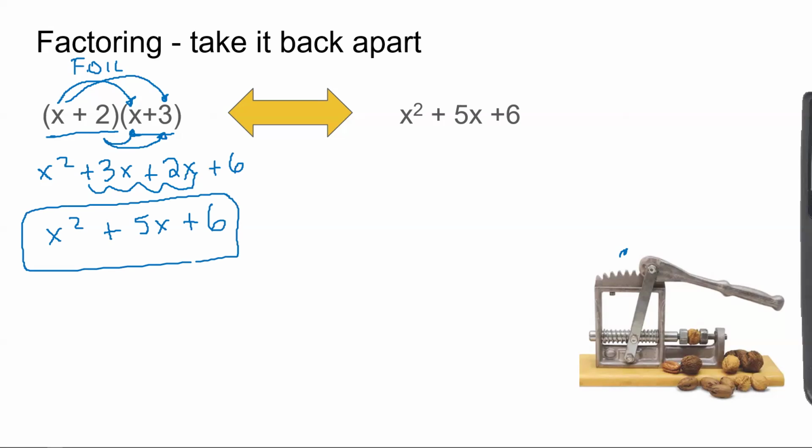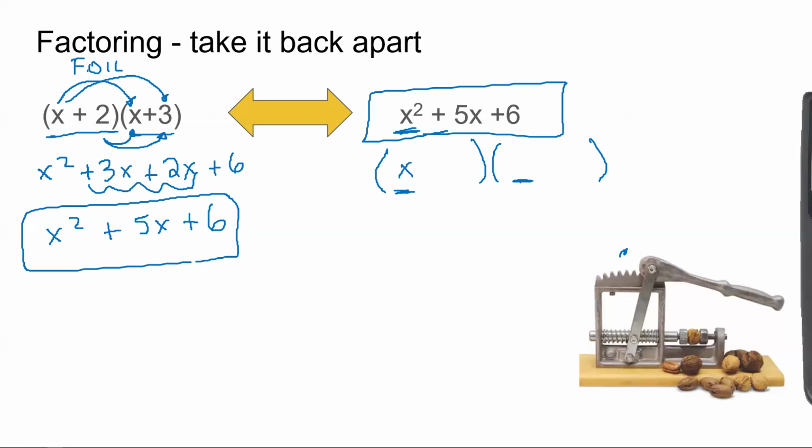Factoring goes and takes that back apart. We want to separate it back out. So if I had this over here and I want to get back to x plus 2 times x plus 3, that's what factoring is good for. And we usually start off by putting two sets of parentheses like this. And if you remember that FOIL method, I need something right here times something right here that's going to give me that first term, right? So first times first. Well, x times x would do that pretty nicely, wouldn't it? So we'll put that in.